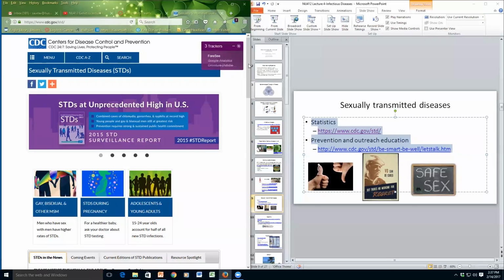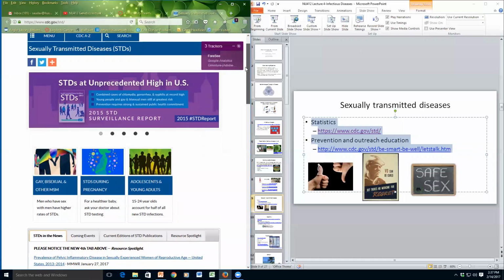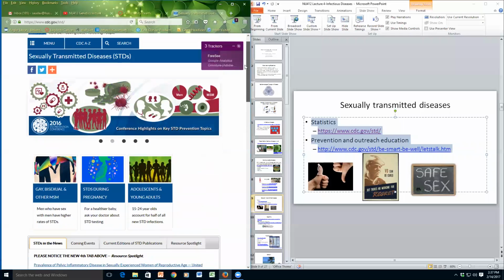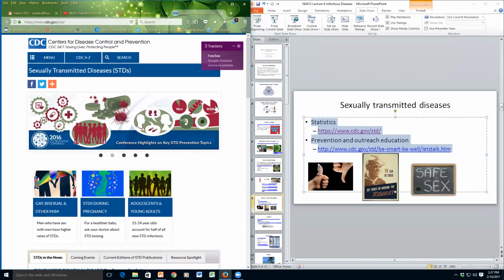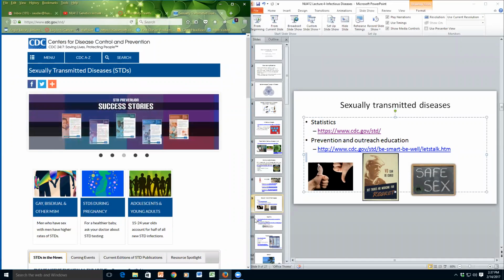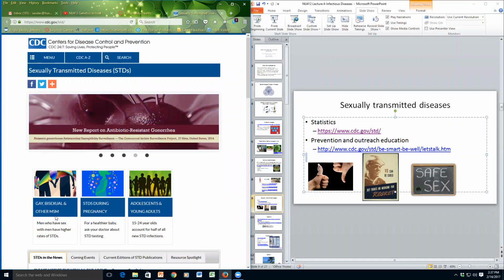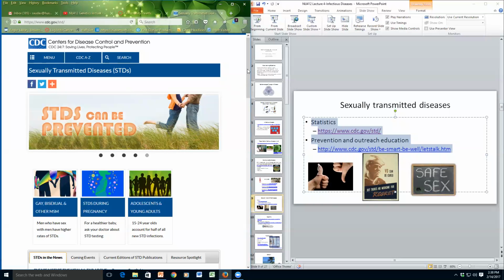There we go. Okay, so sexually transmitted diseases, again, the Centers for Disease Control, very active in helping to get messages out to specific populations. You'll notice they have 3 populations. They're targeting gay, bisexual, and other men who have sex with men, and STDs during pregnancy, as well as adolescent and young adults target populations.